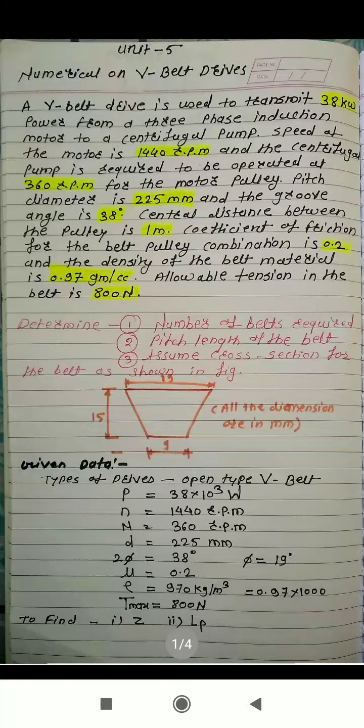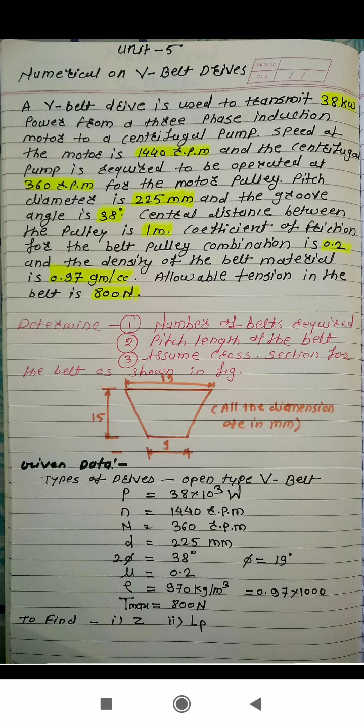Friends, in this video we will discuss a numerical on V-belt drive. Take an example on V-belt drive. A V-belt drive is used to transmit 38 kilowatt power from a 3-phase induction motor to a centrifugal pump. Speed of motor is 1440 rpm and the centrifugal pump is required to be operated at 360 rpm.